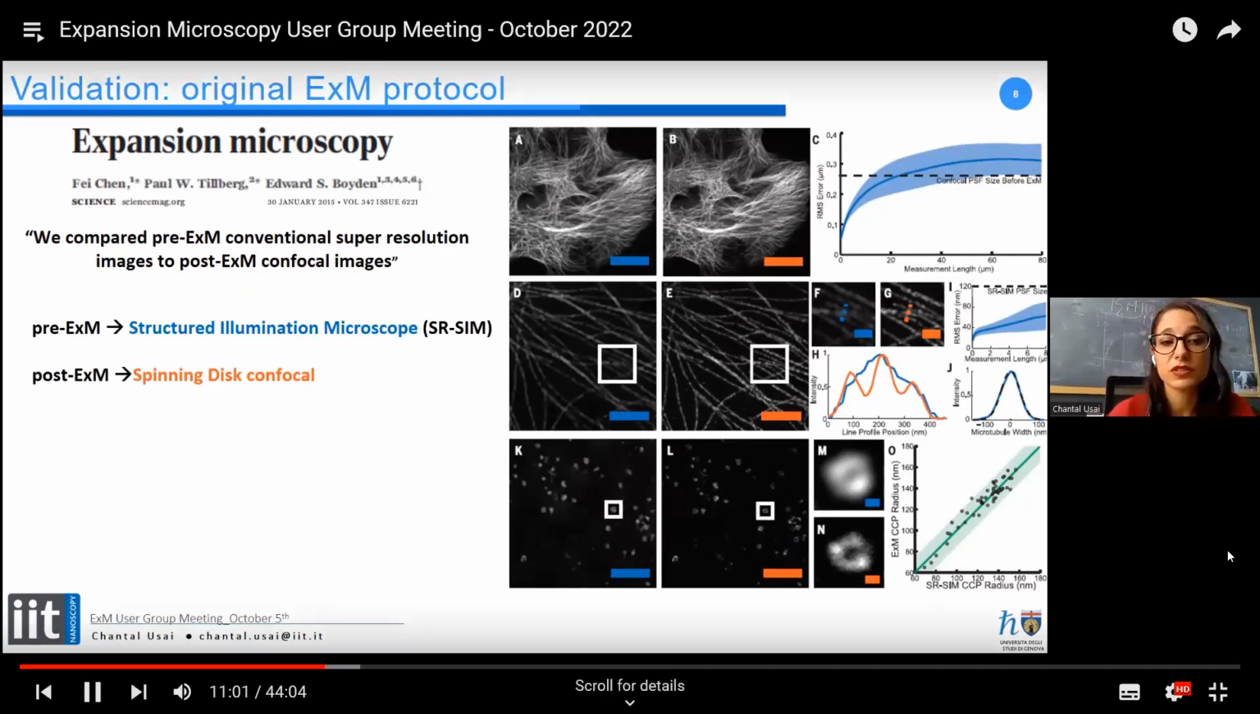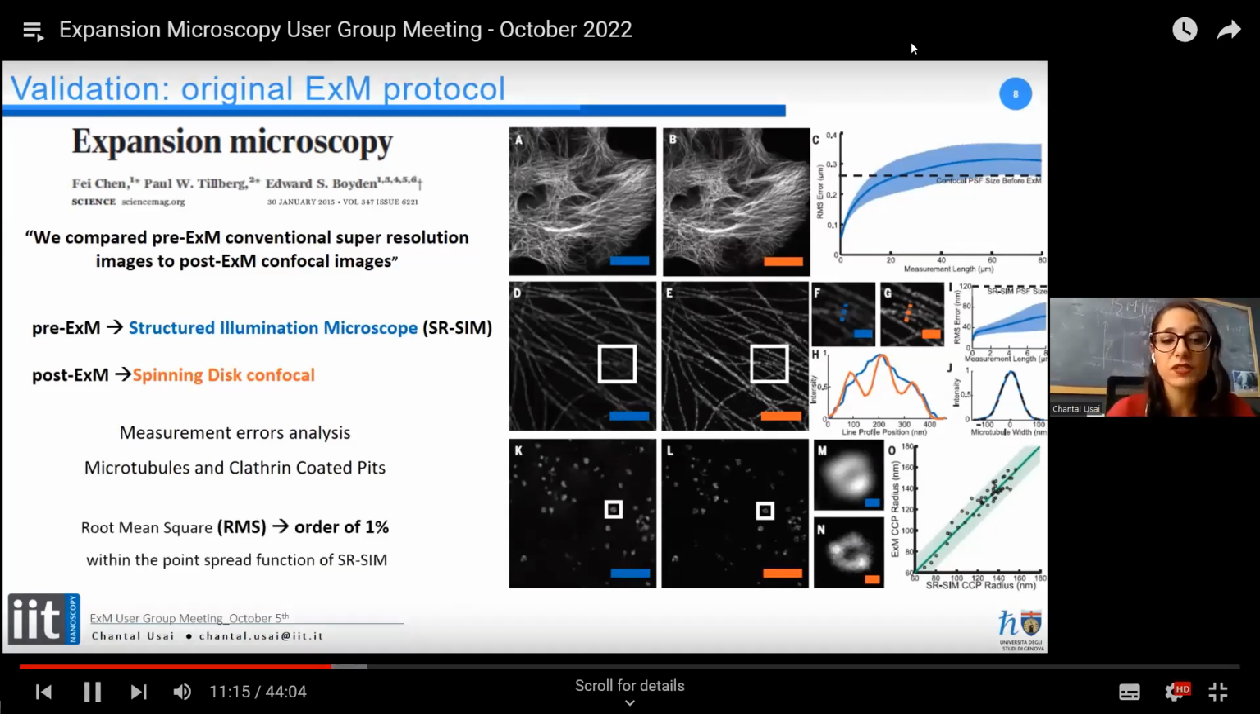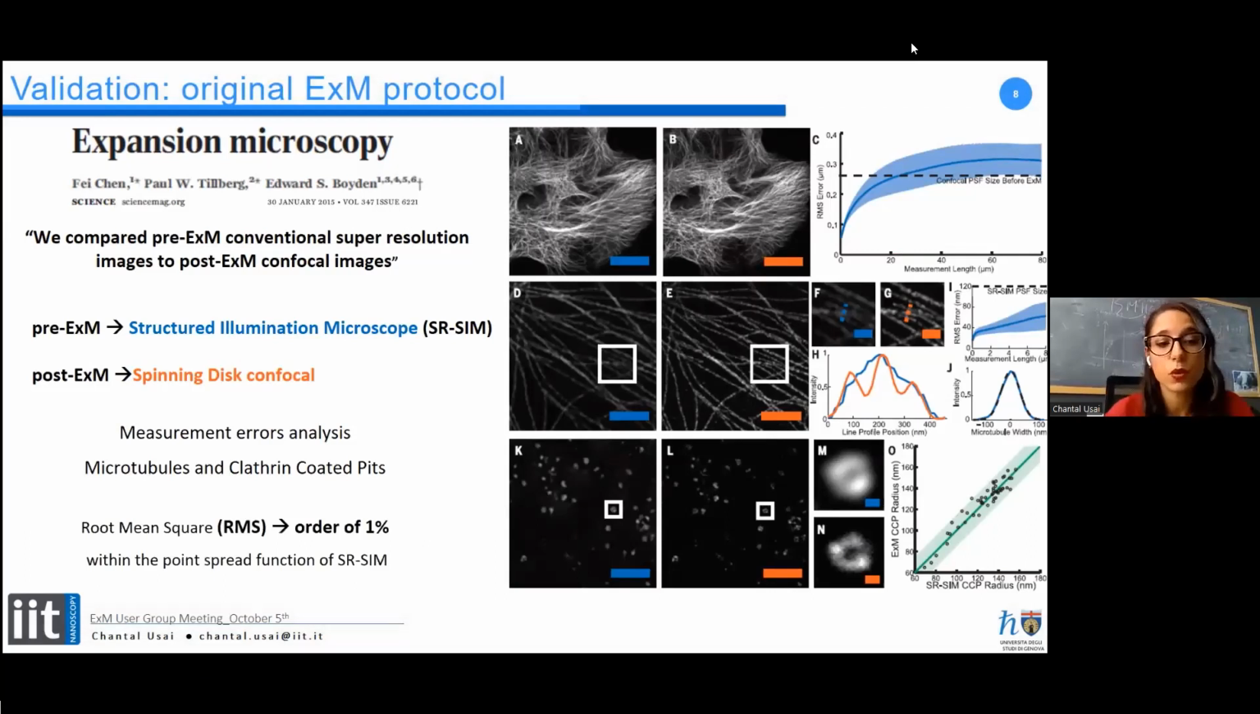and post-expansion they used the spinning disc confocal. They used microtubules and clathrin-coated pits as reference structures, and they performed a measurement error analysis, which gave a root mean square error in the order of 1%, which is well within the resolution limit of the super resolution microscopy technique that they used.